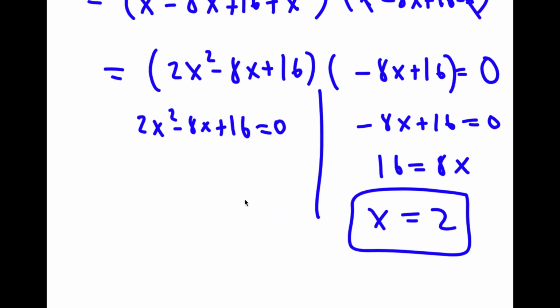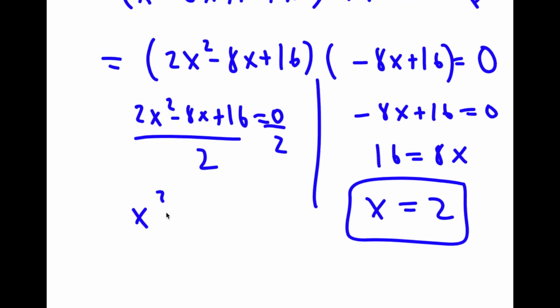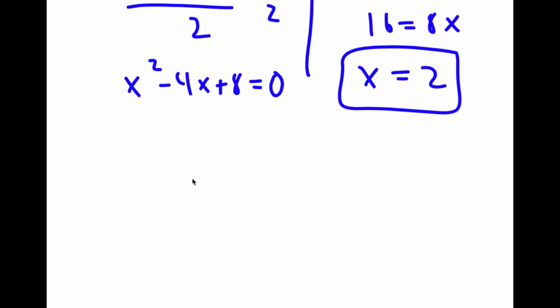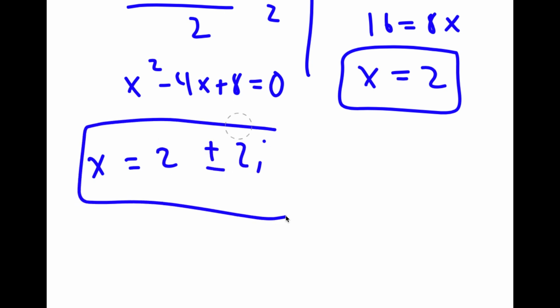Now for 2x squared minus 8x plus 16 is equal to 0, I'm going to divide both sides by 2. So I get x squared minus 4x plus 8 is equal to 0. So now to find the solutions of this equation, I have to use the quadratic formula, which I'm not going to waste your guys' time by doing, but if you end up solving it, you get x is equal to 2 plus or minus 2i. So that's two more solutions. So these are my 3 solutions to this problem.